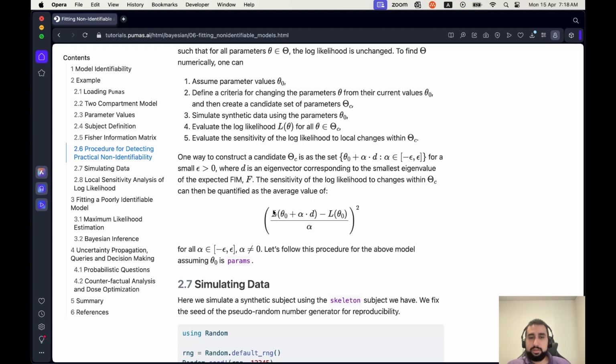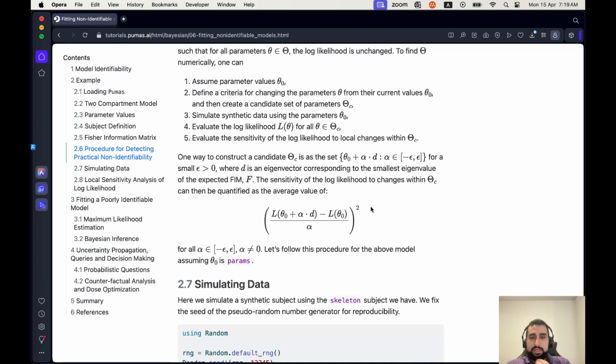We can get the log likelihood at the new parameter theta 0 plus alpha times D, and then subtract from that the log likelihood at theta 0. So this gives us the change in the log likelihood. Then we can divide by the step size, right? So this is kind of the finite difference approximation of the derivative. And then we can take the square of that.